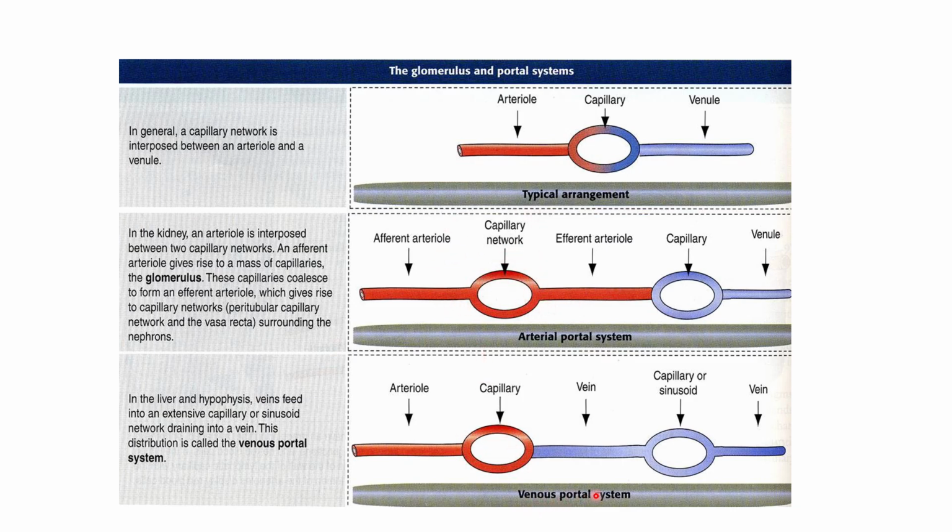Or going to the venous system, so you go, for example, in case of the liver or of the hypophysis, in that case, the hypophysis or the liver, we have the capillaries here, especially in the liver, they are sinusoidal, and these two capillaries are interposed between two veins. So this is venous portal system, this is arterial portal system. These concepts, you should understand them really very well.